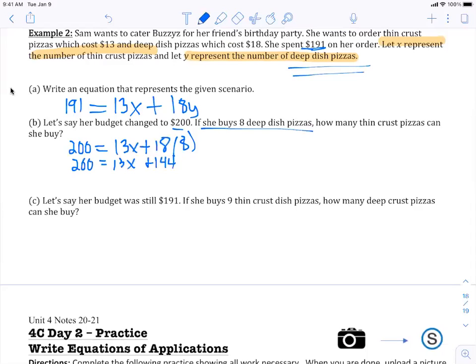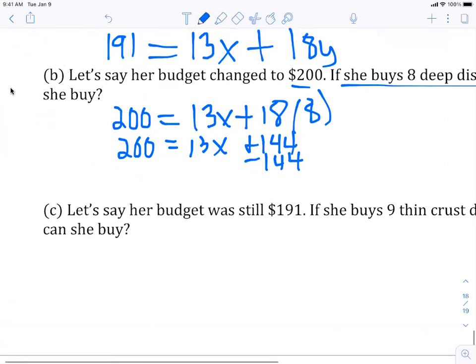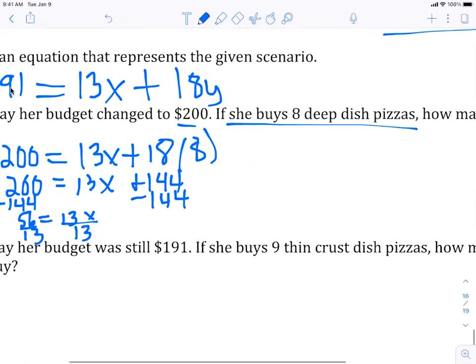Now to solve for x, my first step is really just going to be, I'm going to zoom in a little bit, to subtract 144 from both sides. If you take 200 minus 144, we're left with 56. And our last step to solving is dividing by 13 to get x alone. Now if you look at this, you're going to notice that this answer doesn't make any sense. It says you can buy 4.31 pizzas.